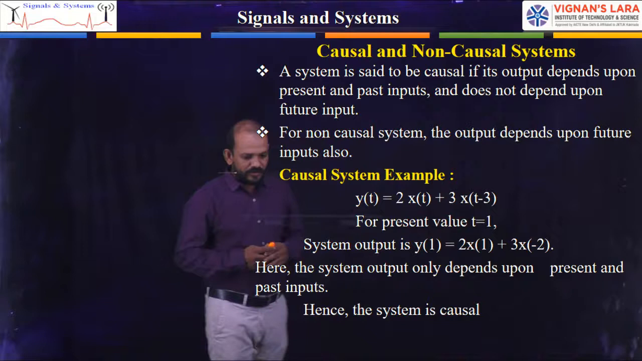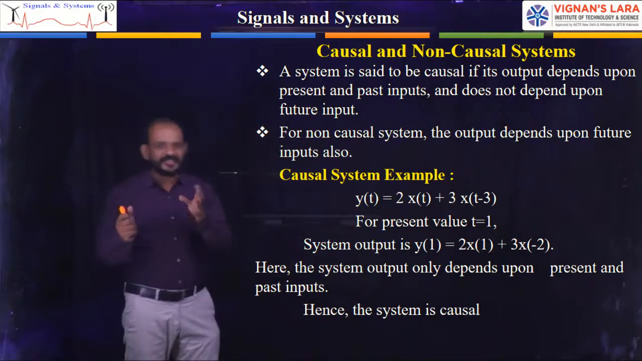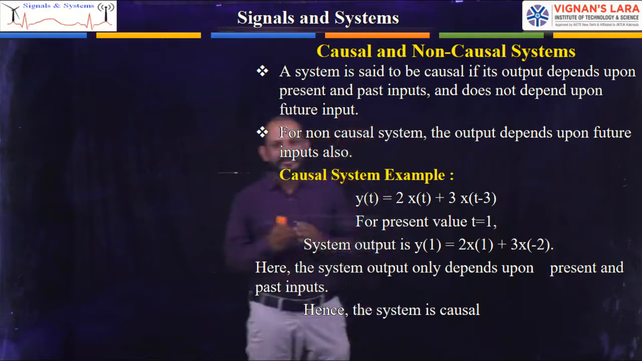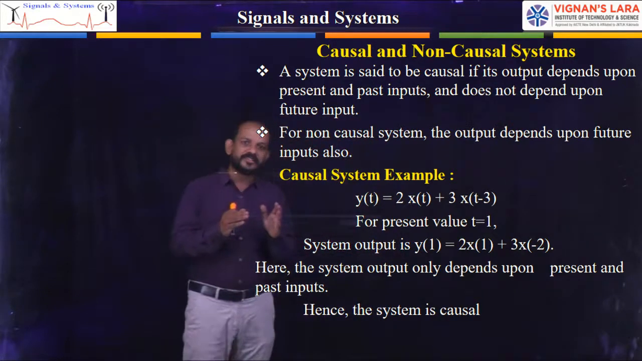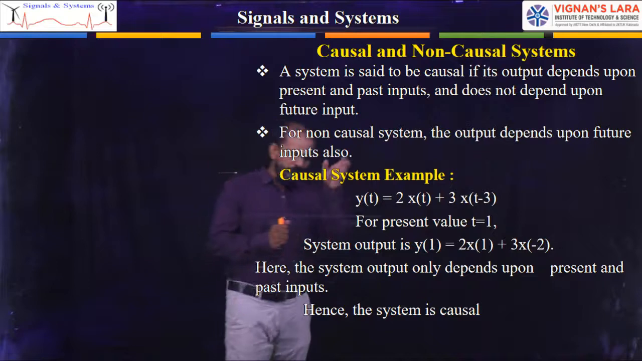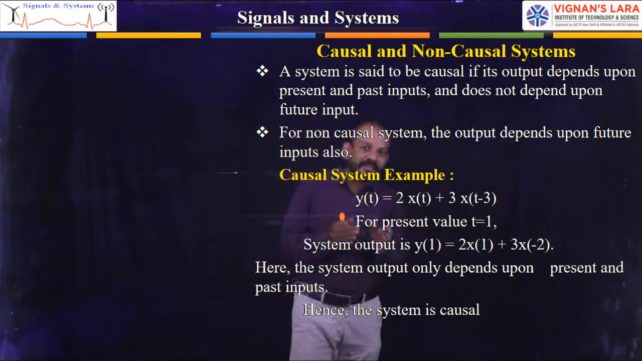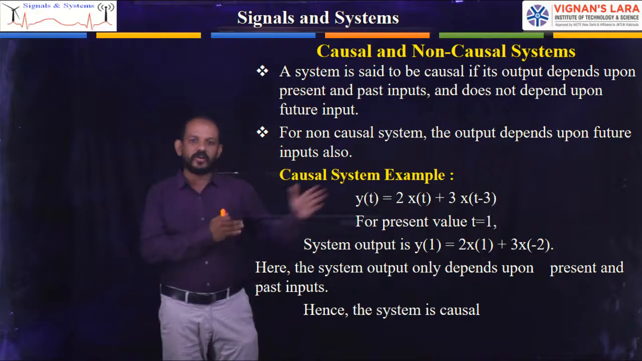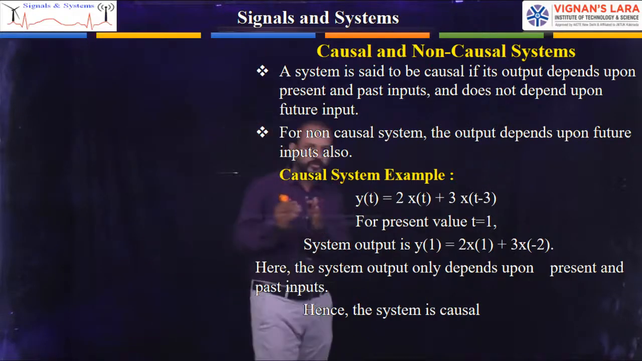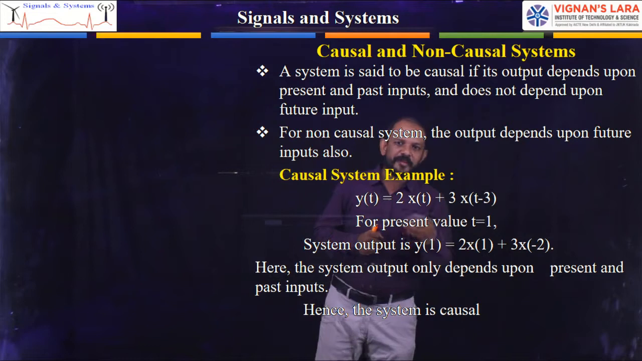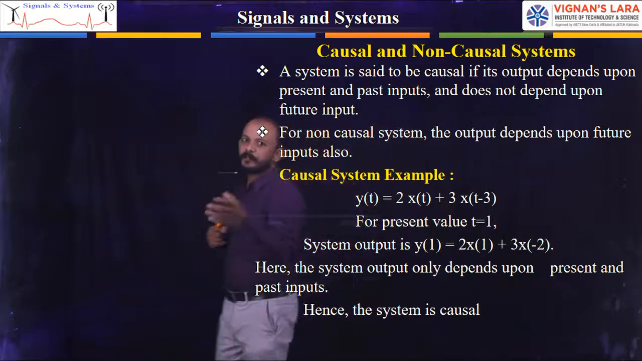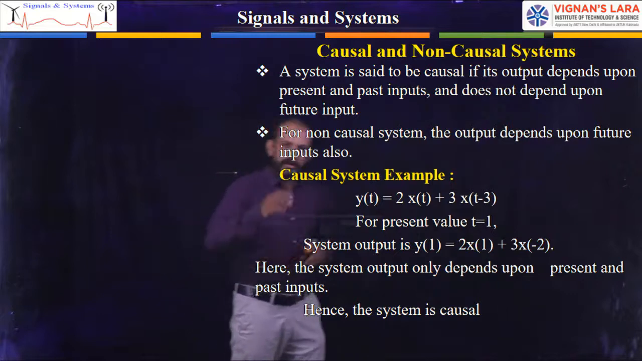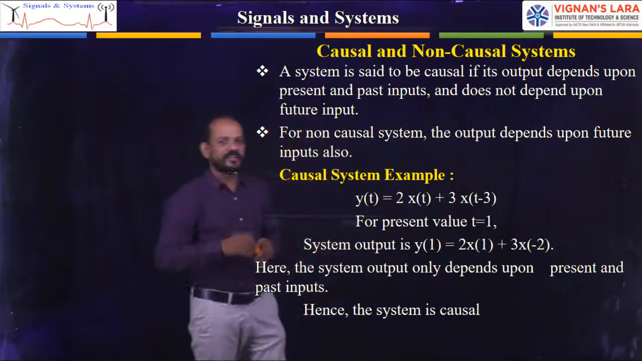See, there is some interference with static and causal, so don't get confused. I will clearly explain what is causal and non-causal. Based on that, you can differentiate static and causal, dynamic and non-causal. These are two separate things, and some people may get confused. So now I am going to explain what a causal system is.